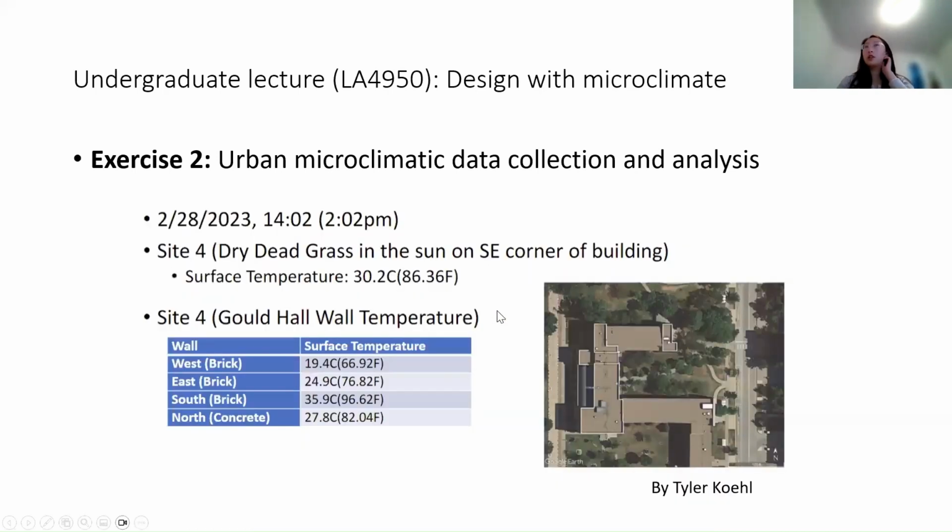Also for terrestrial radiation, because I think more than a third of the class are architecture students, I asked them to also select a building and measure the 4 facades, the 4 sides of the building, to see how hot it can be, and then describe the material of the wall. They measure this in the afternoon to demonstrate the hottest situation.